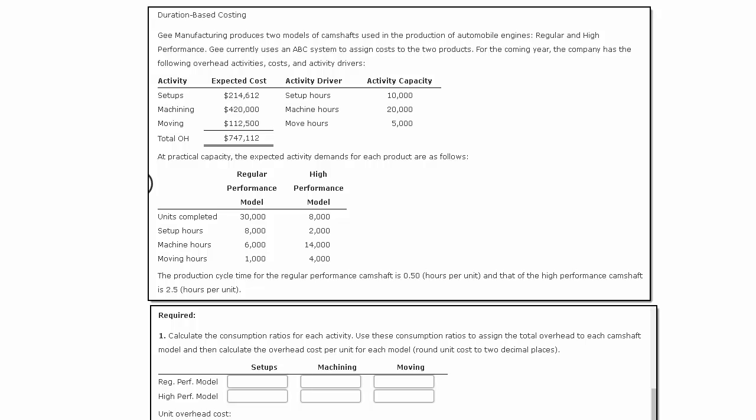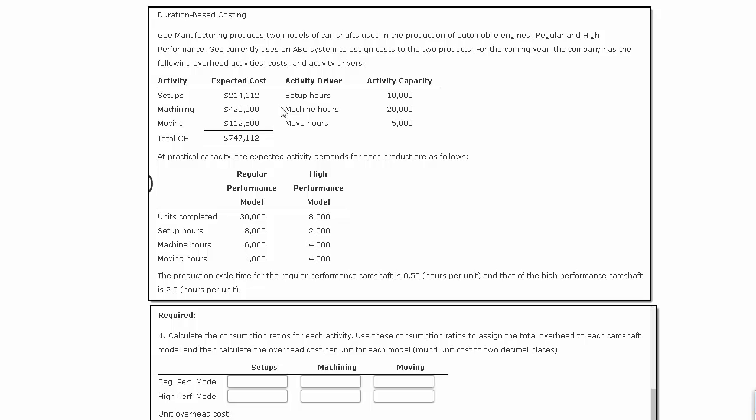Let's take a look at this duration-based costing problem. G Manufacturing produces two models of camshafts used in production of automobile engines, regular and high performance. G currently uses an ABC system to assign costs to the two products. For the coming year, the company has the following overhead activities, costs, and activity drivers.